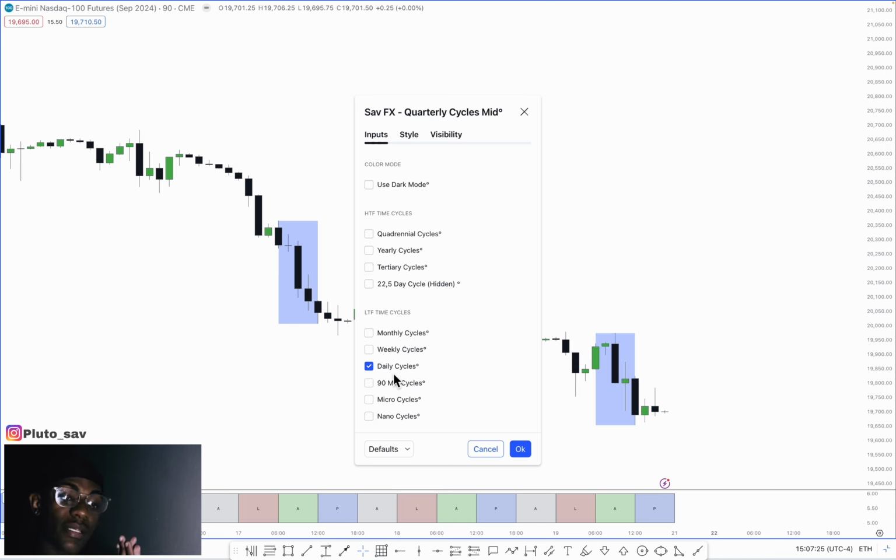Daily cycles are basically a full 24-hour range divided into 4 quarters, right? From 6 p.m. to 6 p.m. That is a full 24-hour range. New York time, it's always UTC minus 4 or UTC minus 5. That's basically how you want to understand it, right?